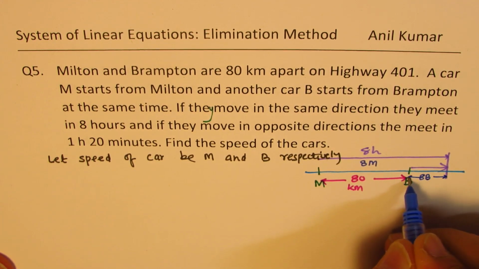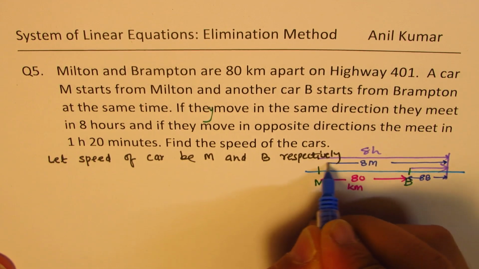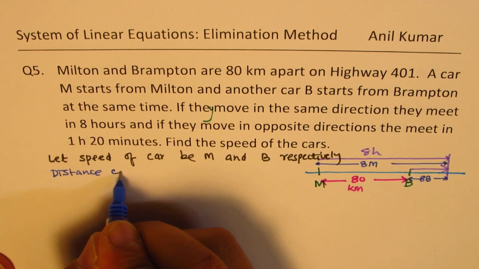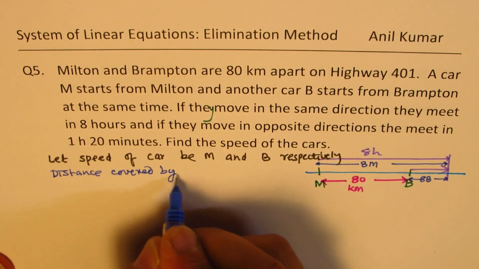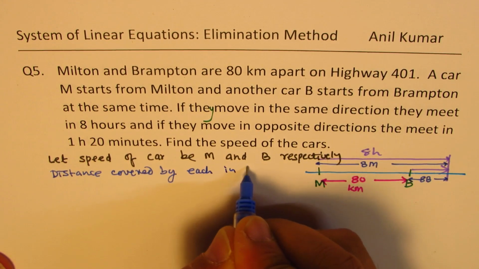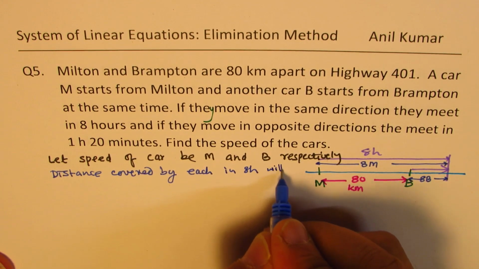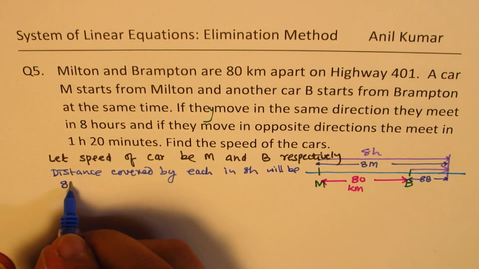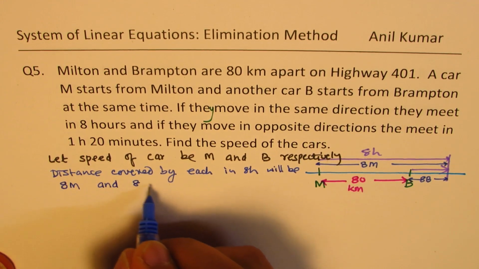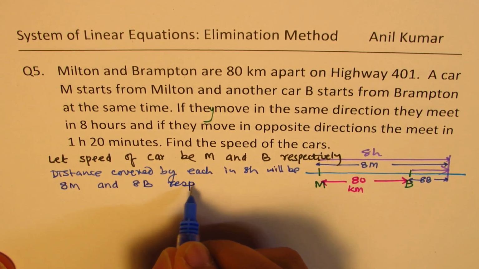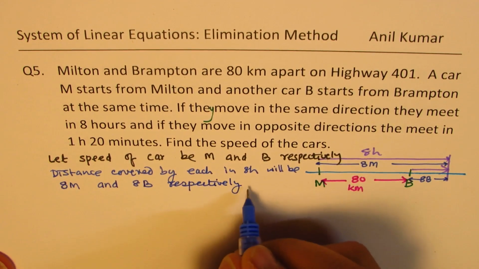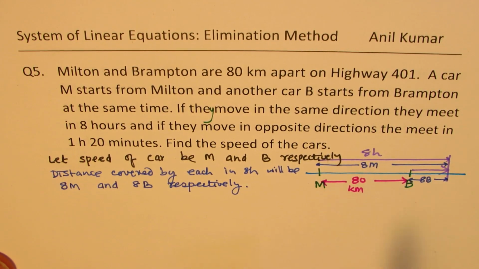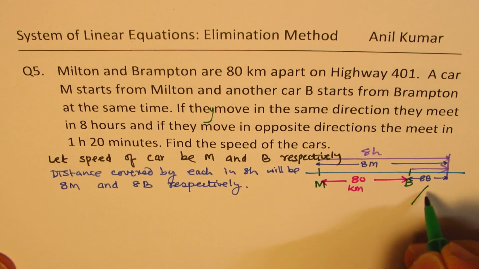So this is the distance. So distance covered by each in 8 hours will be 8 times the speed, which is M, and 8 times B respectively. Is that correct? Since distance is speed into time, right? So remember this triangle.